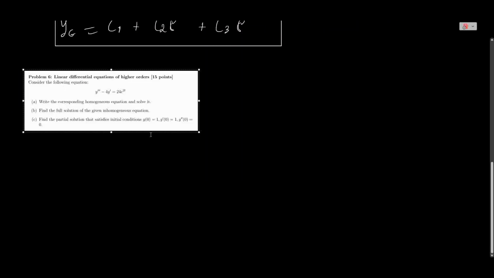Now question B says to find the full solution of the given inhomogeneous equation. Notice that the question states the given inhomogeneous equation, so this is actually our inhomogeneous equation. This makes it inhomogeneous. When it's equal to 0, it becomes homogeneous. When it's equal to a term on the right hand side, it becomes inhomogeneous.